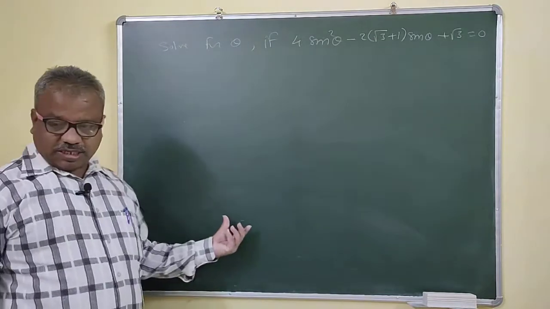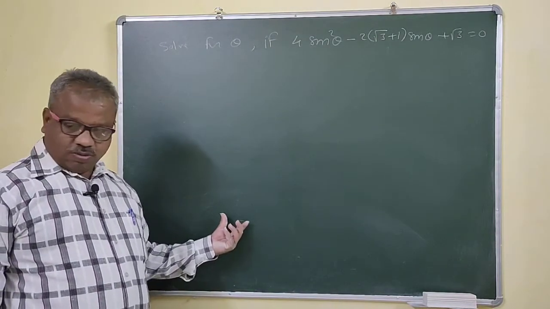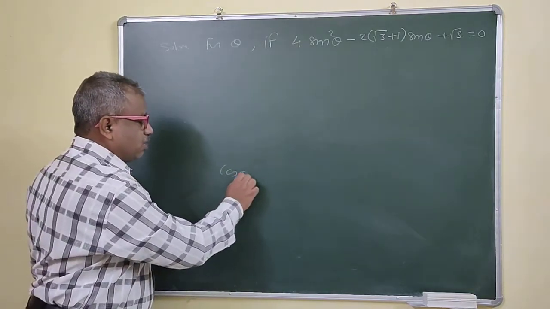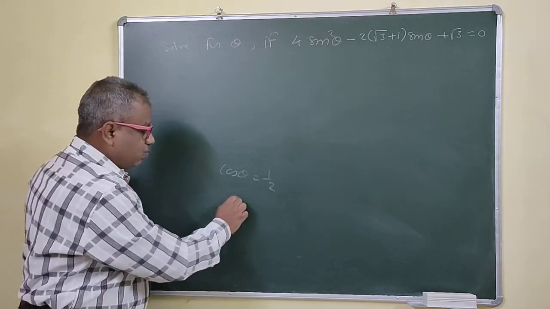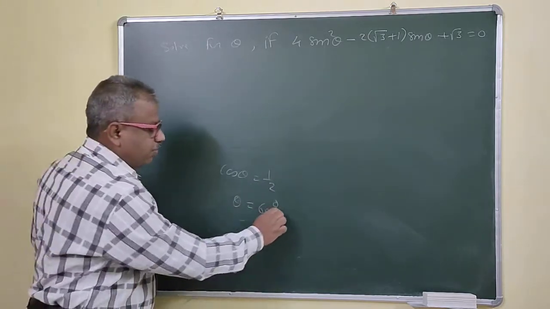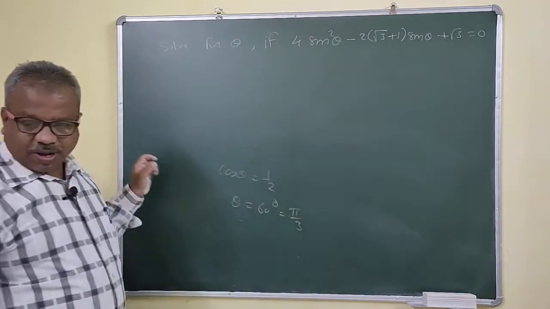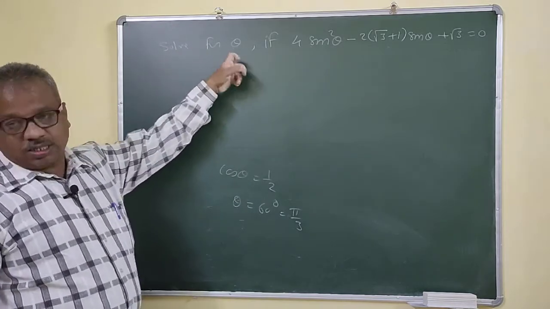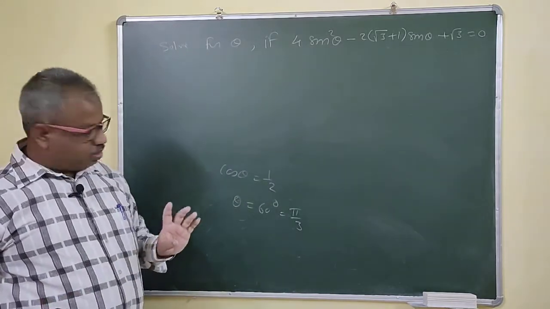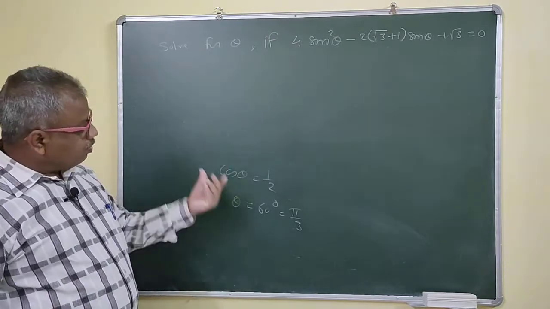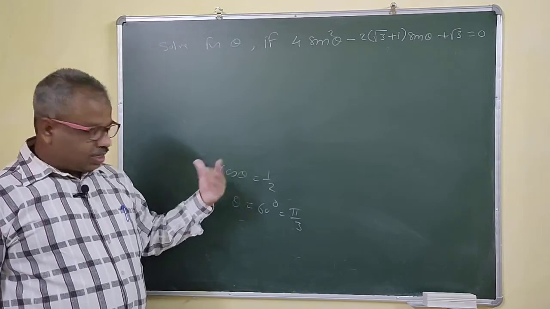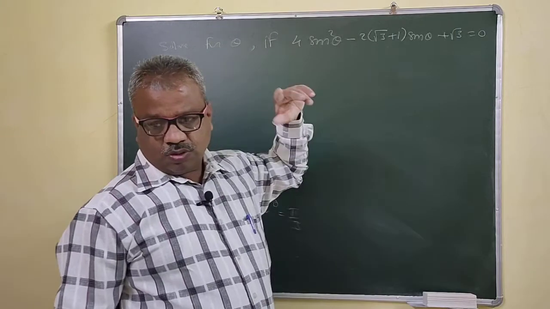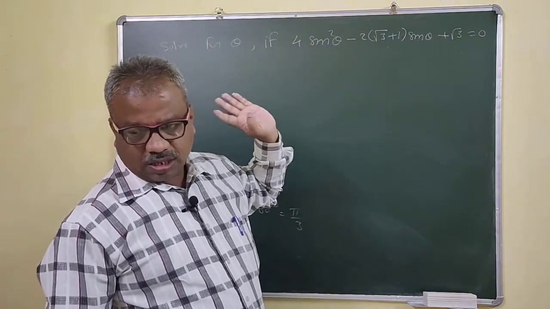Now here, in the last example we found the value of cos theta. In the last example your cos theta was 1/2, that means theta is equal to 60 degrees, or you may say pi by 3. This is the solution for theta. Now you want to solve for theta, that means you want the value of theta. So first you have to find the value of cos theta or sin theta, and then you can find the value of theta. Here this is in terms of only sin, so find the value of sin theta and then find the value of theta.